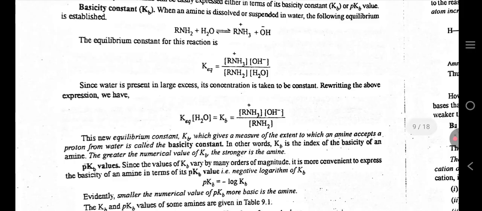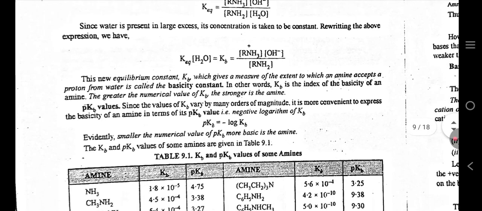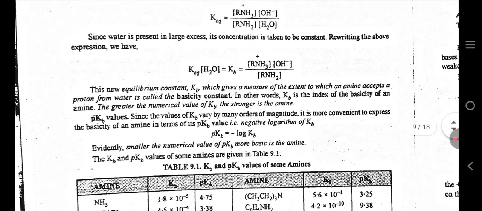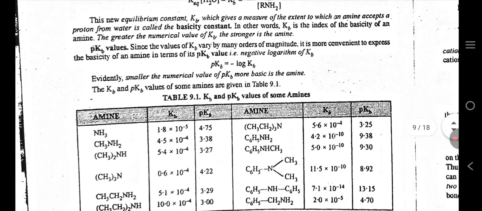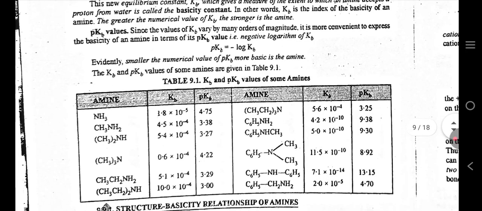Basicity constant. When an amine is dissolved or suspended in water, the following equilibrium is established. The equilibrium constant for this reaction is given below. Since water is present in large excess, its concentration is taken to be constant. Rewriting the above expression, we have a new equilibrium constant Kb, which gives a measure of the extent to which an amine accepts a proton from water. It is called the basicity constant. In other words, Kb is the index of the basicity of an amine. The greater the numerical value of Kb, the stronger is the amine.